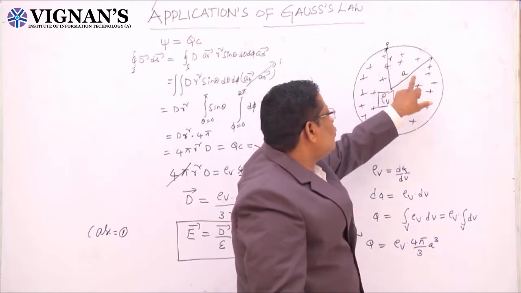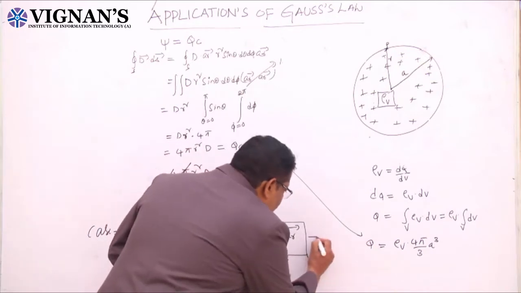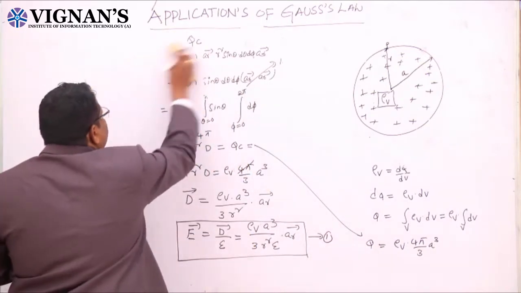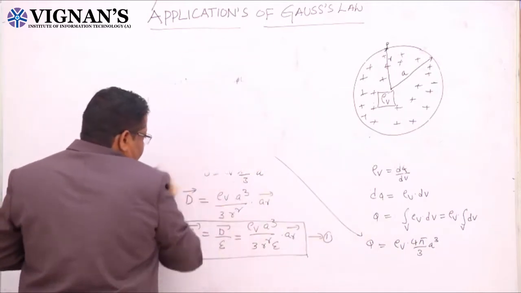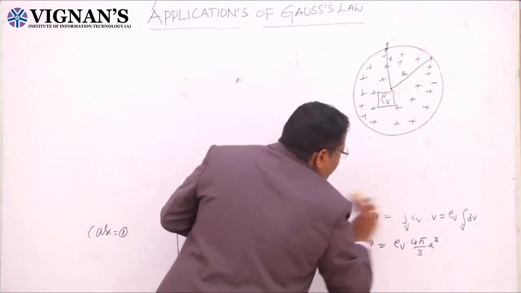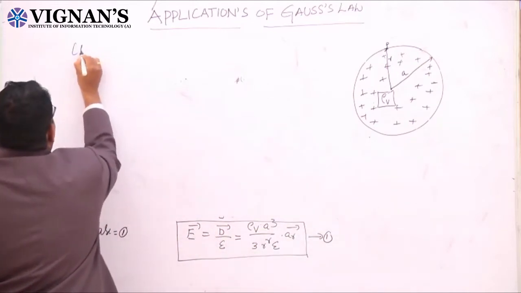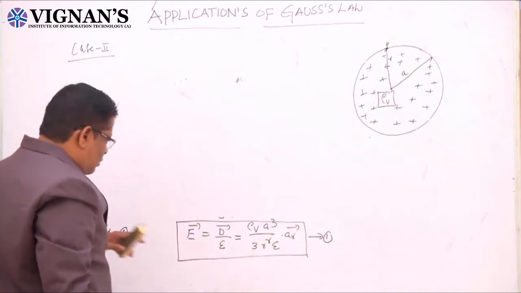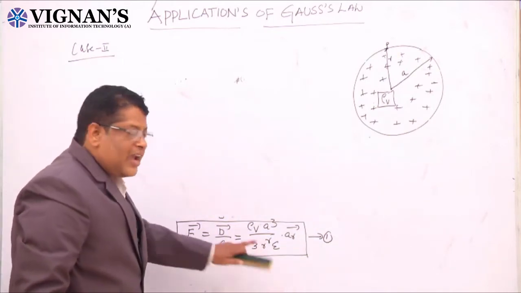So whenever the P is on the surface of the sphere, now R equals A. In the first expression, we substitute R equals A. That gives the electric field intensity on the sphere, in case 2. In place of R, now you take the A.